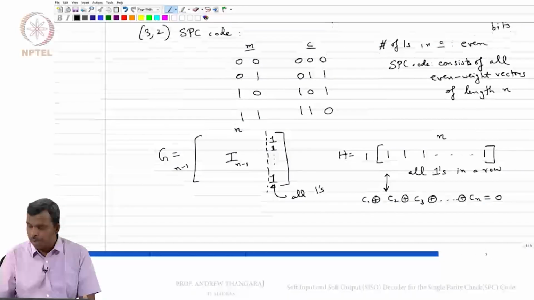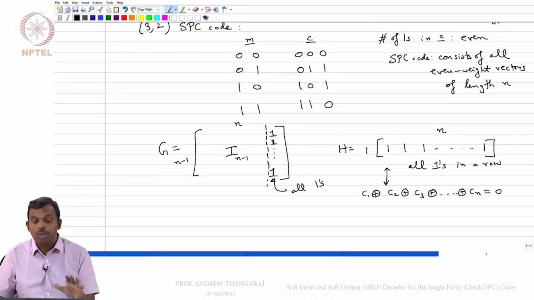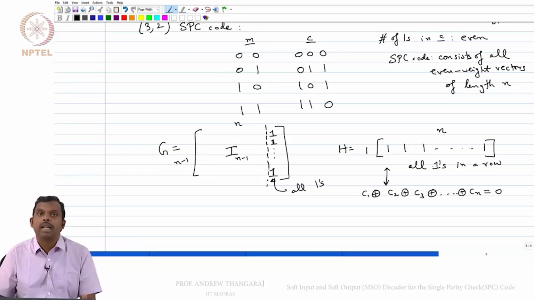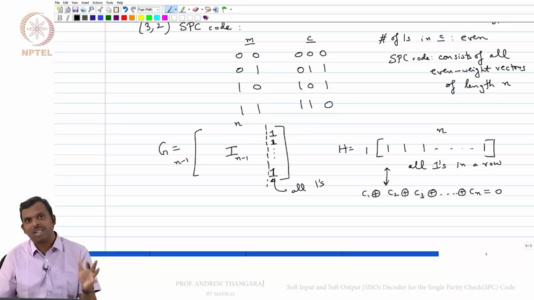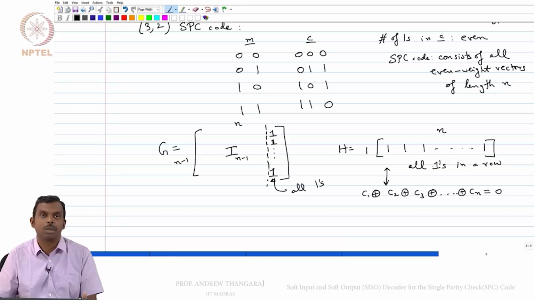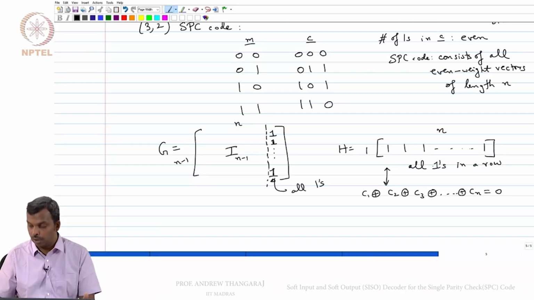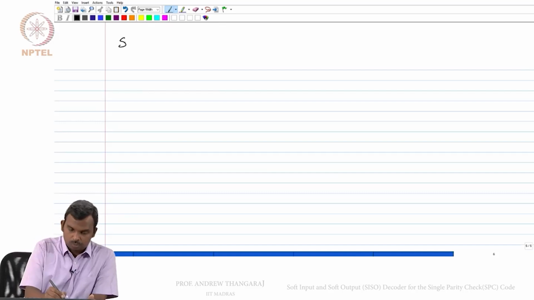So, it looks quite complex, but it turns out even for this code you can do a very simple SISO decoder. Well, simple as in, you will see eventually the description will become simple, but it is something very interesting. You can do a very nice and simple implementation for the SISO decoder. Okay, so that will be our focus in this lecture.